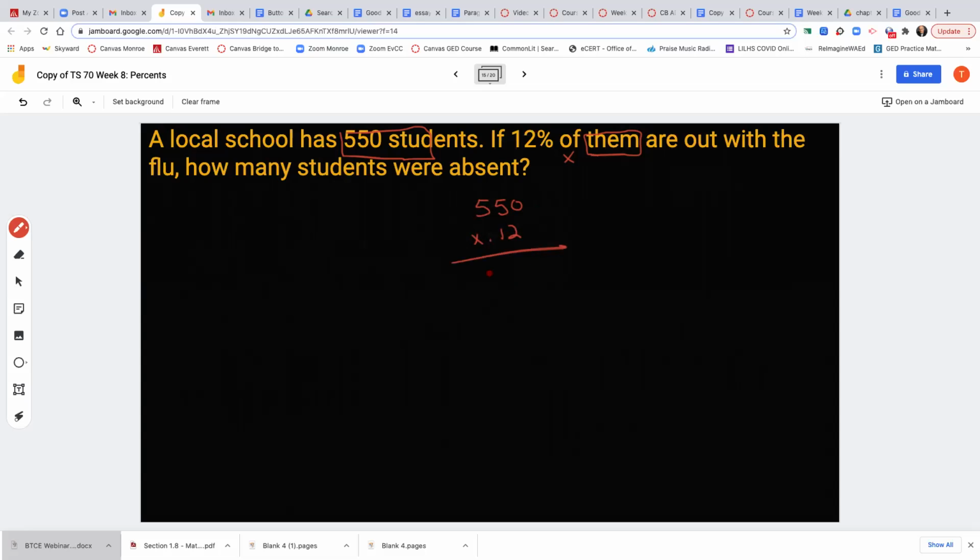All right. Beware though when you're reading the end of the question, because sometimes it'll read like this. It'll say a local school has 550 students. If 12% of them are out with the flu, how many of them, and instead of saying absent, it will say attended school or went to school. So be careful to read what they're asking. Now, if it did say how many of them attended school, you would find out what the 12% is, who are gone, and subtract the amount of students that were gone from 550 to find out how many actually went to school. Kind of talking that through there, okay?